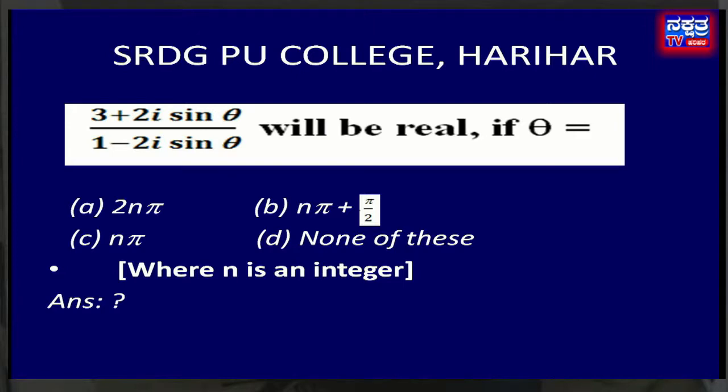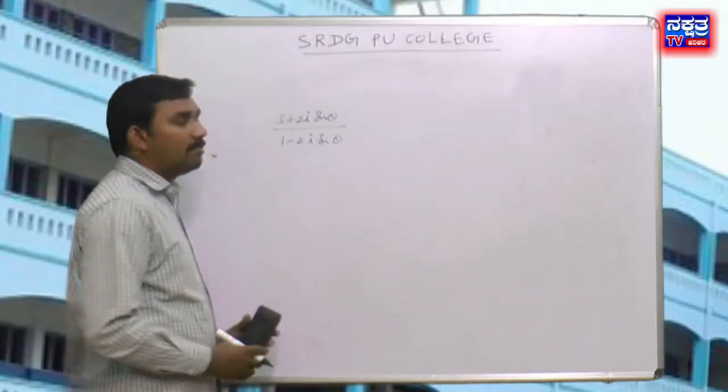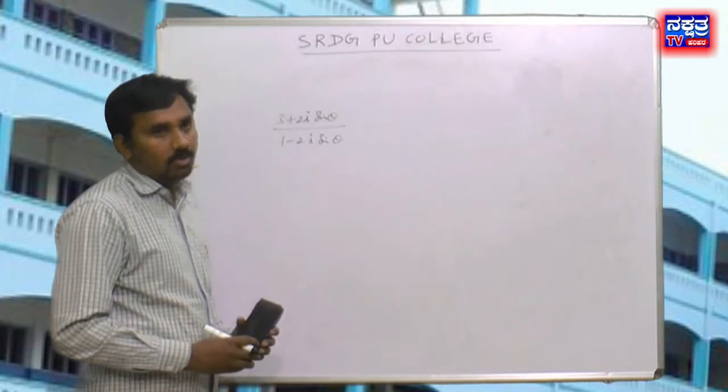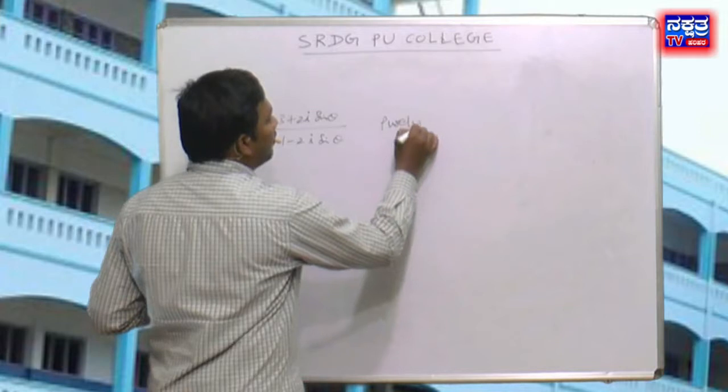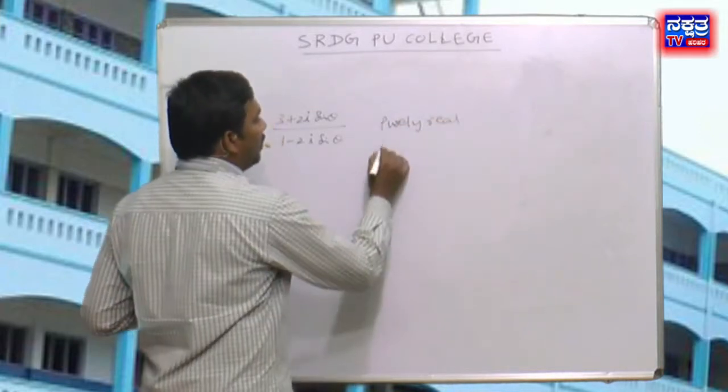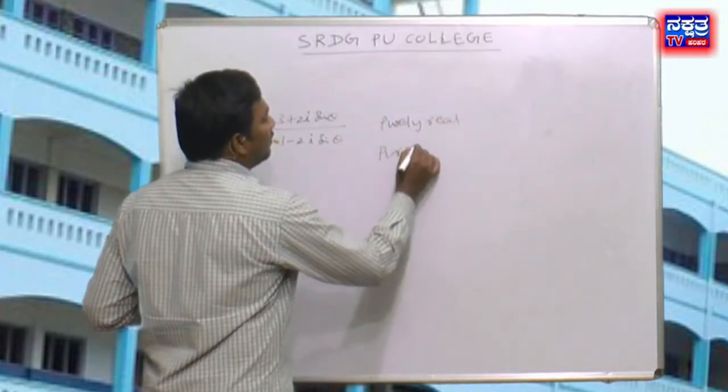So watch the board. See students, this is a complex number without standard form. So how to solve this one? They are telling purely real or purely imaginary.